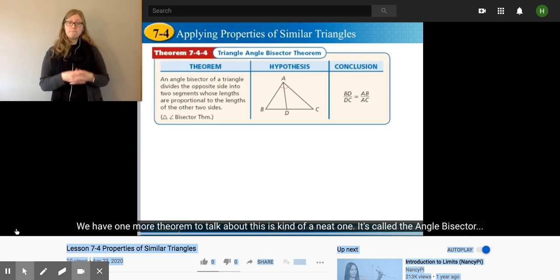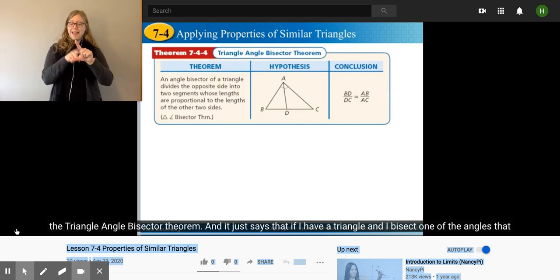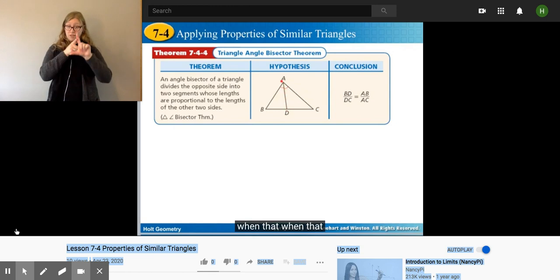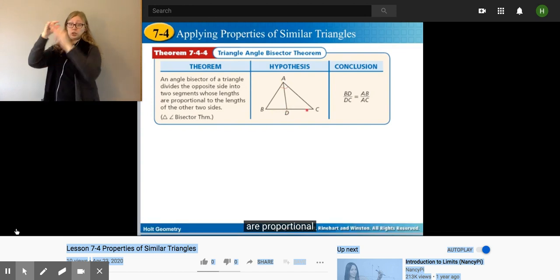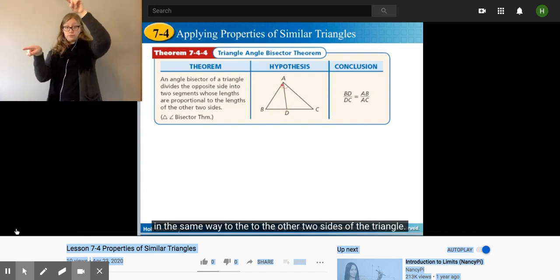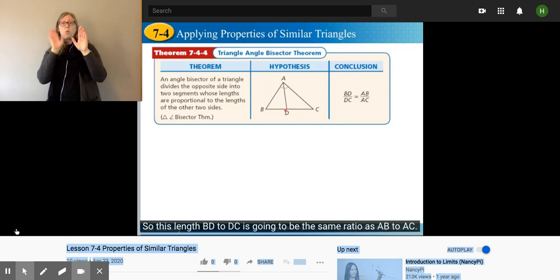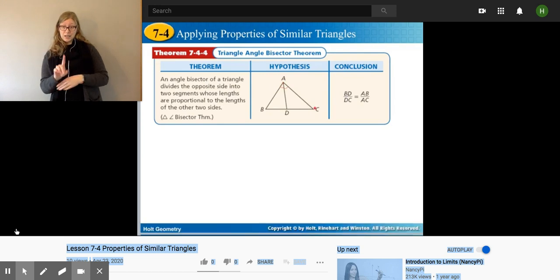We have one more theorem to talk about. This is kind of a neat one. It's called the triangle angle bisector theorem. It just says that if I have a triangle and I bisect one of the angles, when the ray that bisects the angle hits the other side of the triangle, it splits it into two parts that are proportional in the same way to the other two sides of the triangle. So the length BD to DC is going to be the same ratio as AB to AC.